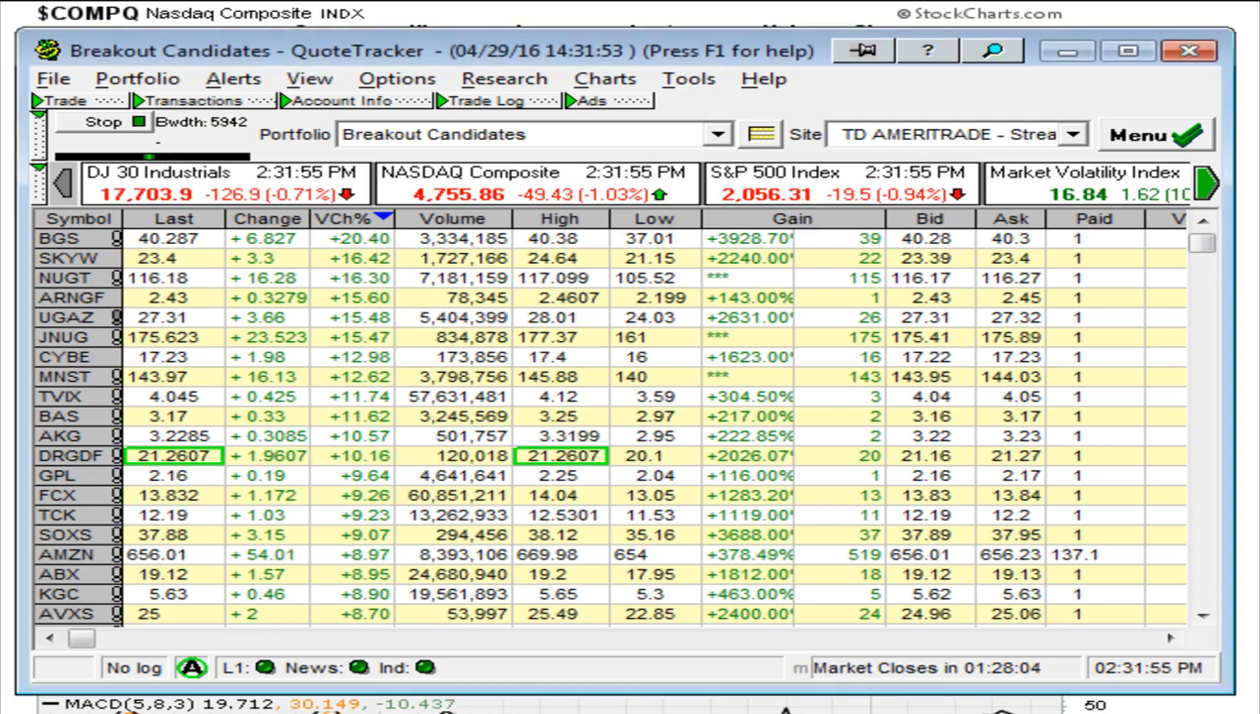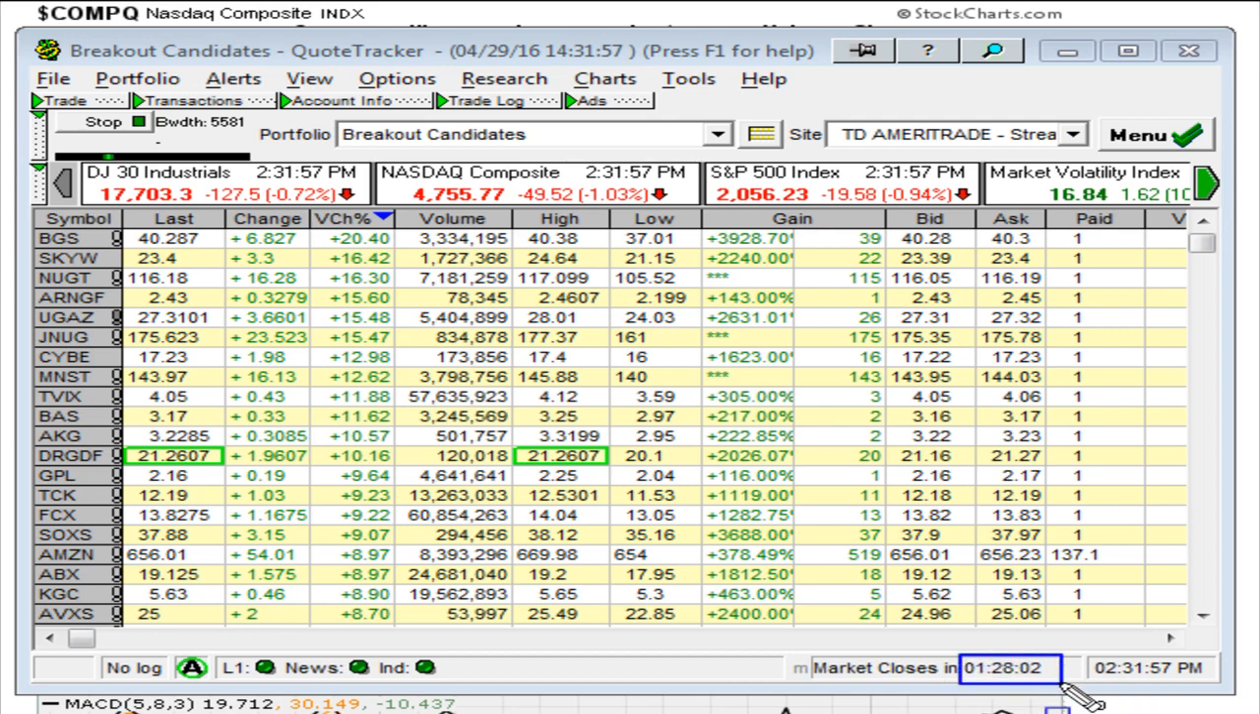2016. Let's take a look at markets here with about 1.5 hours to go before the close. So the market here has a little bit of trading to go before the close of the week, but right now we are looking at the Dow and the Nasdaq, let's just say down about 1%. Let's go straight to the charts.